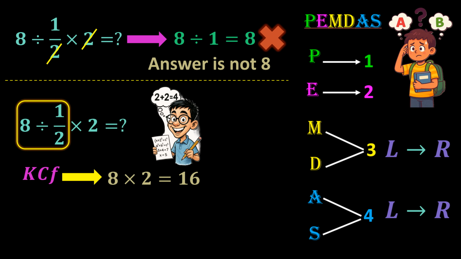Following the KCF rule, we keep 8, change the division sign to multiplication, and invert 1/2 to 2. The product of 8 and 2 is 16, and consequently, 16 multiplied by 2 becomes 32.